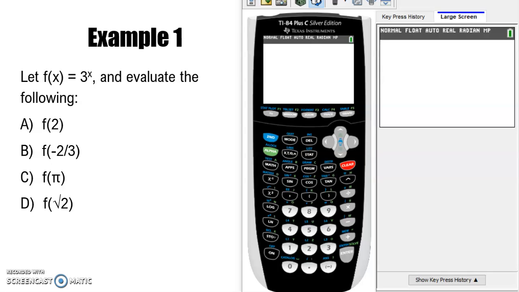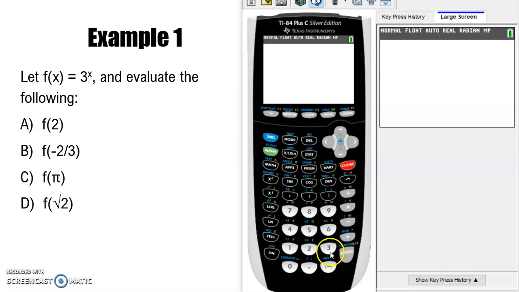In example 1, they just want you to evaluate using a calculator. So it says let f of x equals 3 to the x and evaluate the following. They want you to take the 2 and make it the exponent, negative 2/3 as the exponent, pi, and then the square root of 2 as the exponent. So pause the video, try and do that, and then I'll show you each one of those on my graphing calculator.